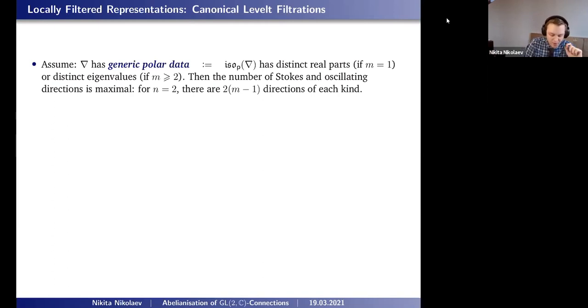And in the case that I care about, which is rank n equal to 2, the count is very simple: there's 2 times m minus 1 of each kind. So there's 2 times m minus 1 of Stokes directions and of oscillating directions. Okay.